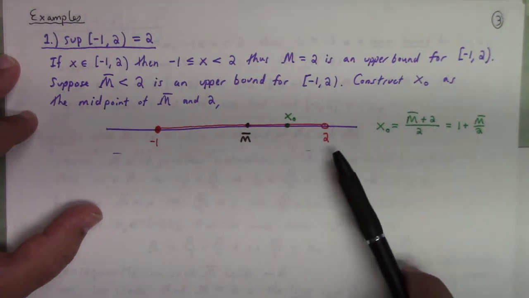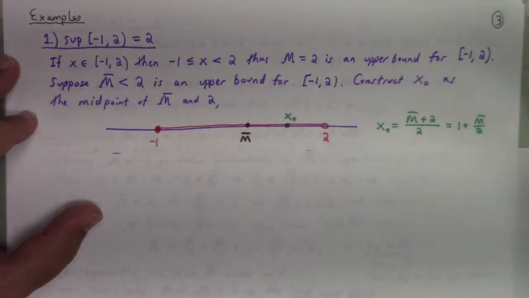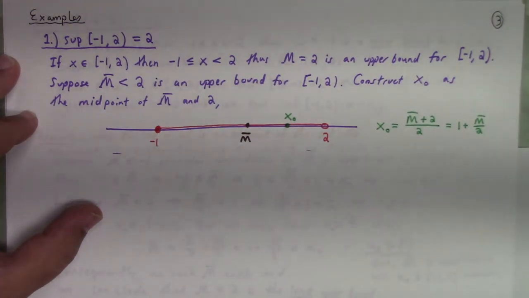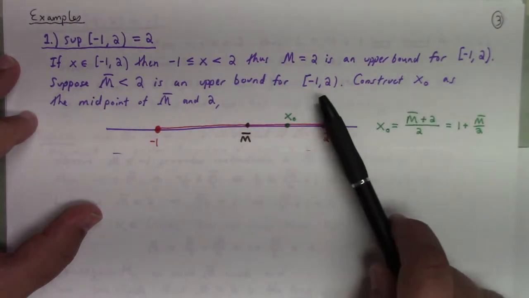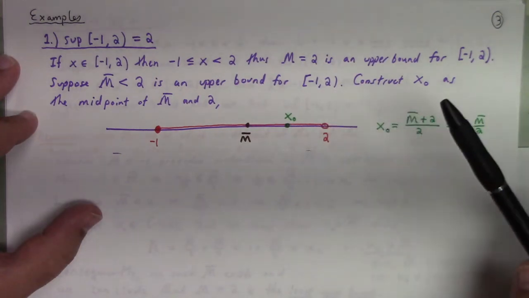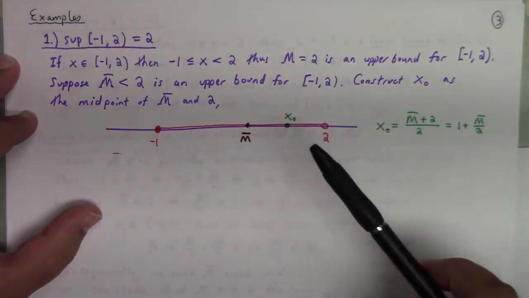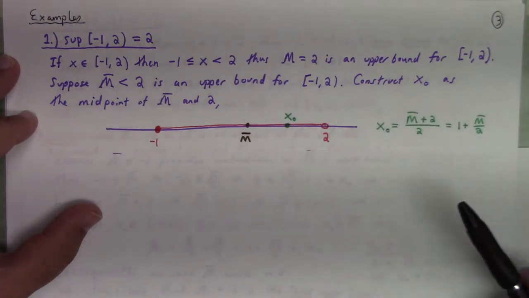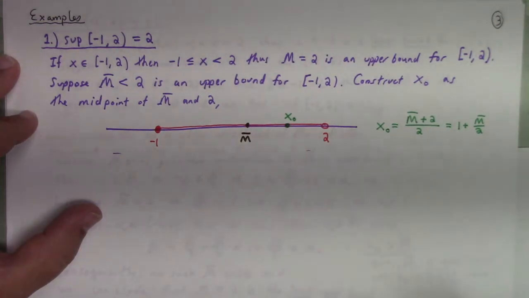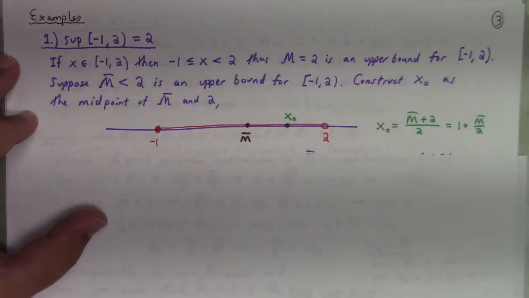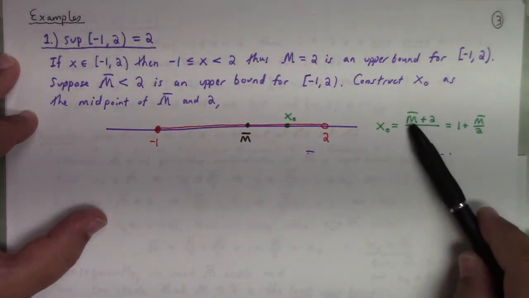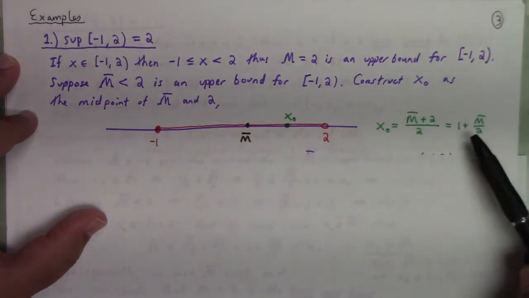Now, for more complicated sets, you might have to worry that the midpoint wasn't actually in the set, but fortunately this is an interval from -1 to 2, so we'll be able to prove that x naught is actually in the set here, and that's what I'm setting out to do. This picture is an intuitive guide, but it doesn't constitute a proof, all right? But anyway, x naught is (m bar plus 2) over 2. That gives me this as the midpoint.